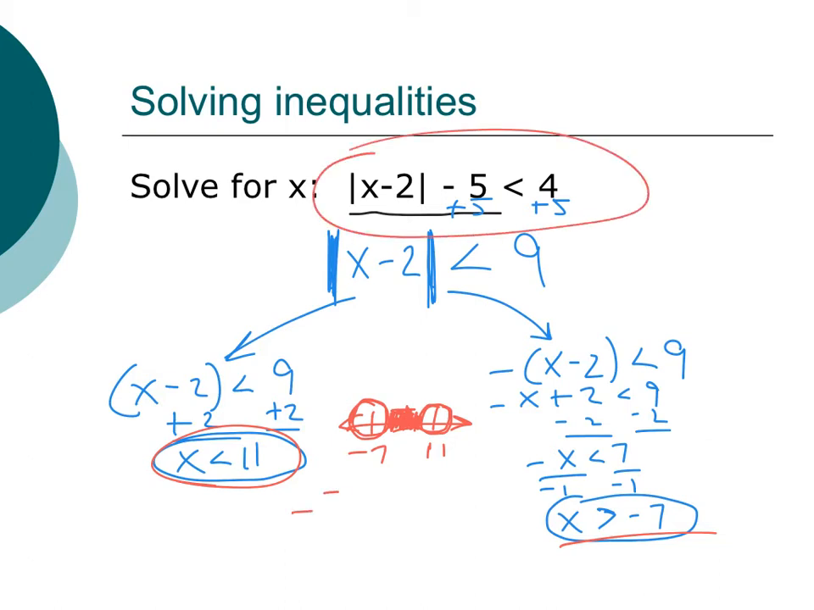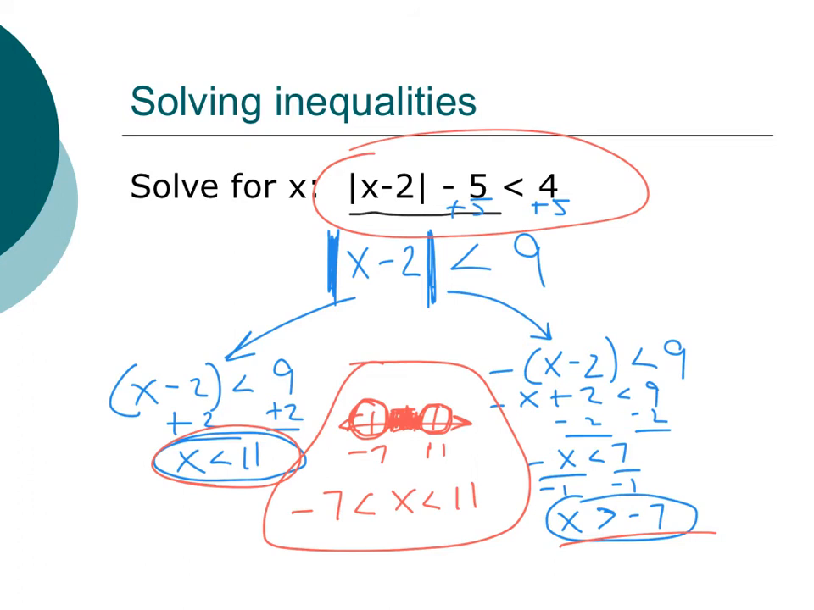Now, sometimes we can then also write this as a compound inequality. And there's my solutions there. So you should really be able to graph it on a number line and also write the inequality set of all values that make it true.